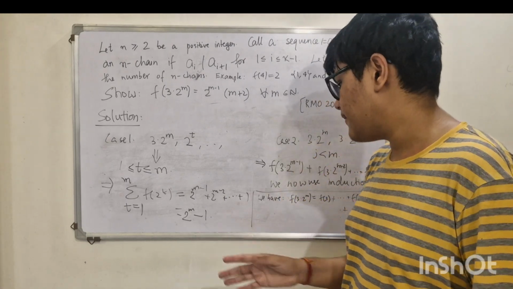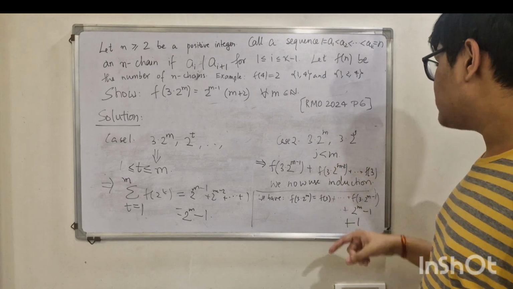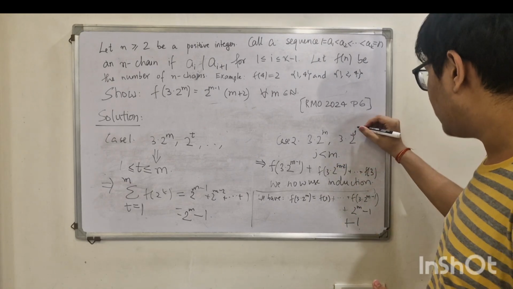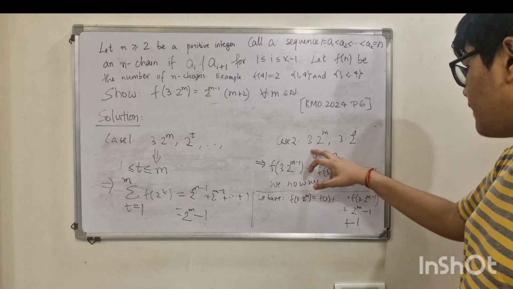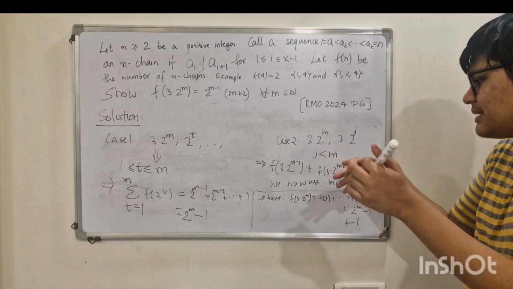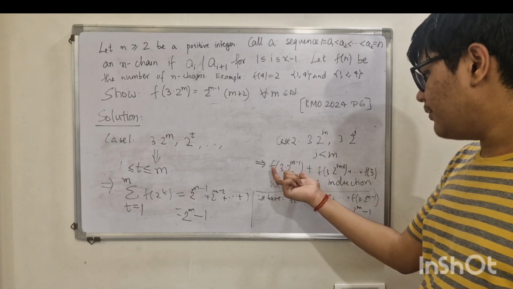This is a very simple GP. Okay, now we take the second case where the second term is also divisible by 3. So the thing is, this is 3 into 2 power m and this is 3 into 2 power j for some j less than m, right? Now this thing is nothing but f of 2 power j, right?